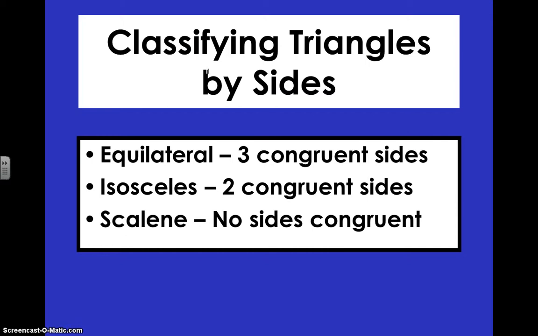Now, classifying triangles, some of the things that we need to make sure that we review and understand. If you have an equilateral triangle, that means that you have three congruent sides. If you have an isosceles triangle, there are two congruent sides. And if you have a scalene triangle, there are no sides that are congruent.